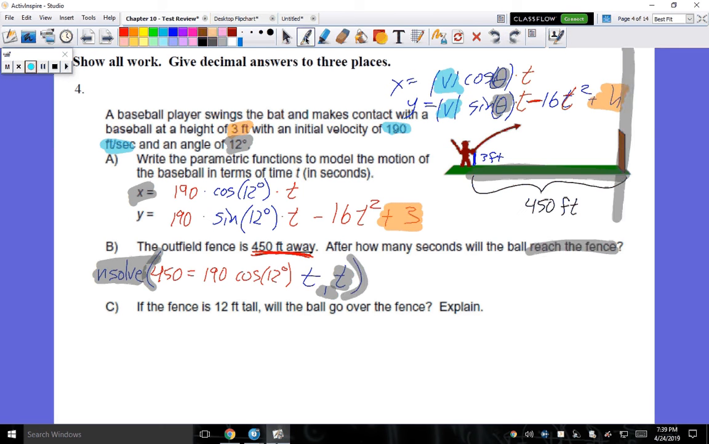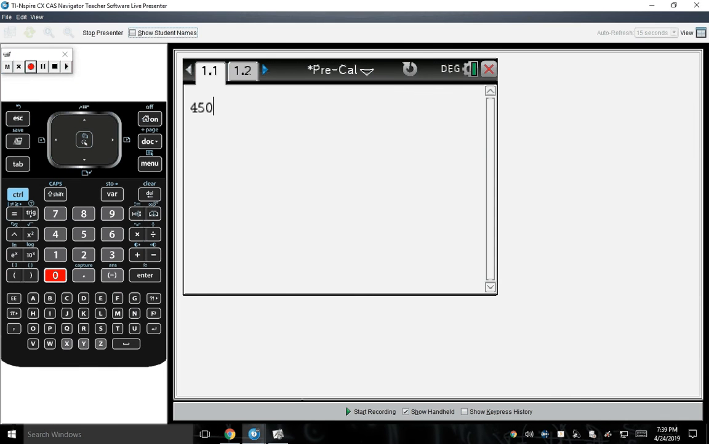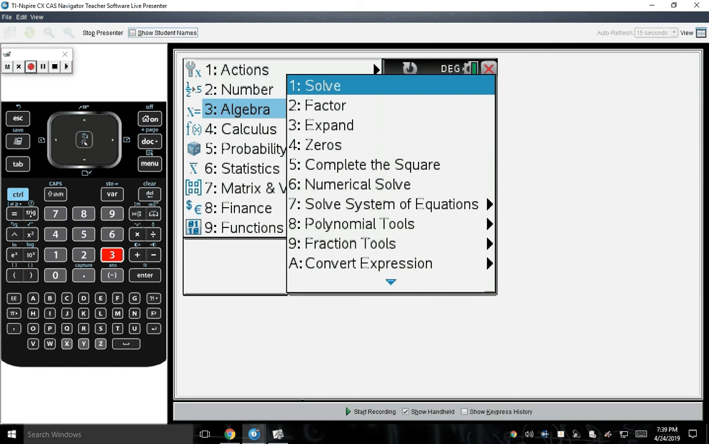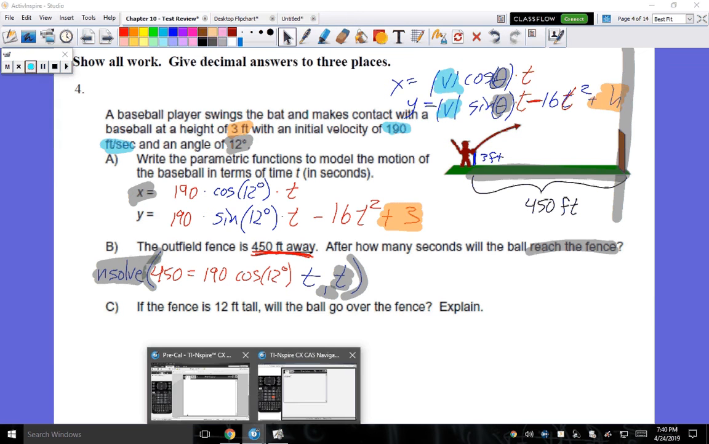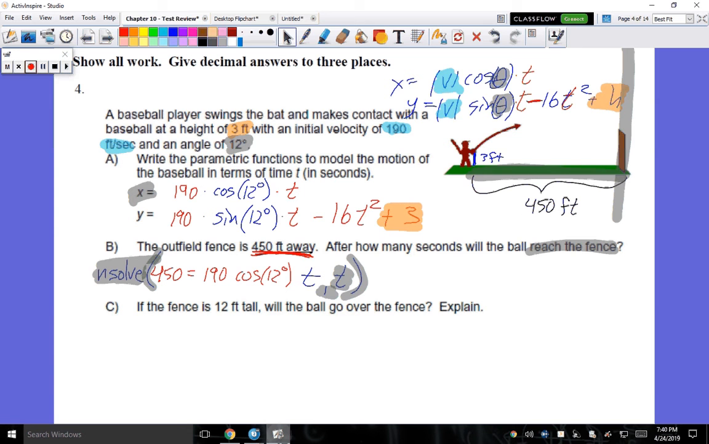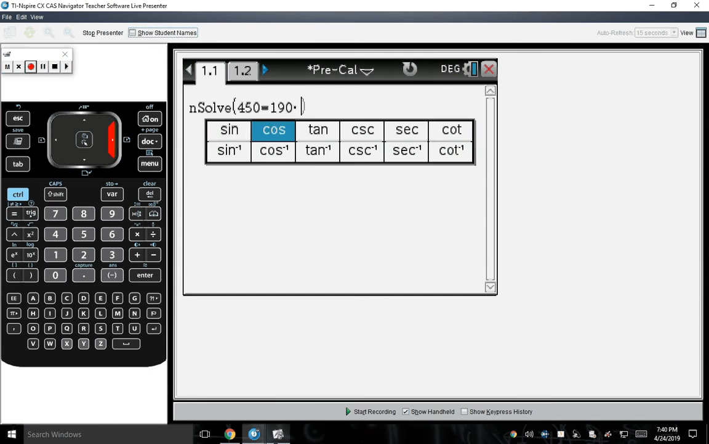Okay, so we've set our x parametric equation to it. Now we're going to go to the calculator, and we're just going to solve for t. All right, so let's go ahead and go to the calculator. We're going to say menu 3, 1 for solve, 6 for numeric solve. So let's do menu 3, 6, and we're going to do 450 is equal to, and it's going to be that x parameter that we had from up top, which was the 190 cosine of 12. So 190 times the cosine of 12 degrees.